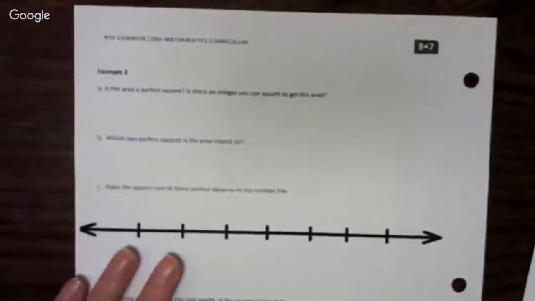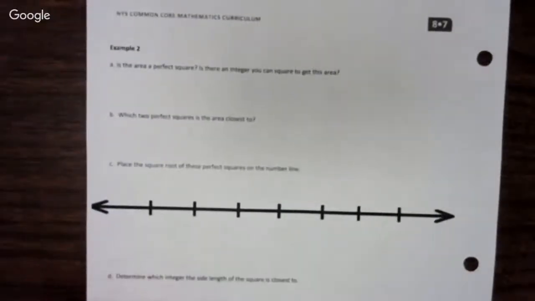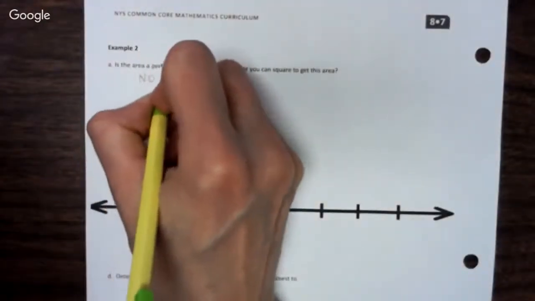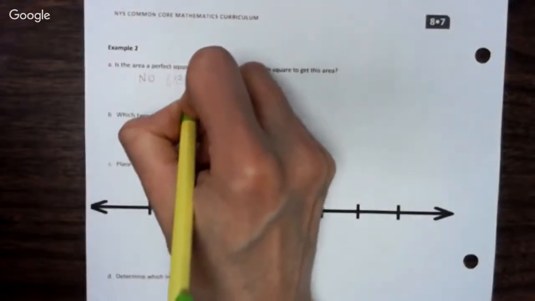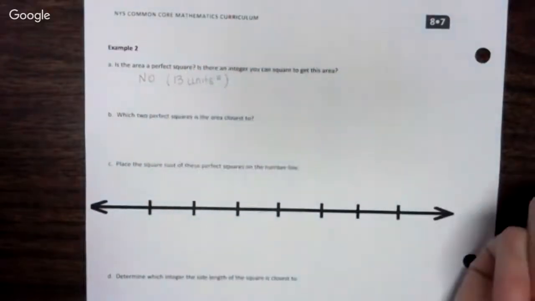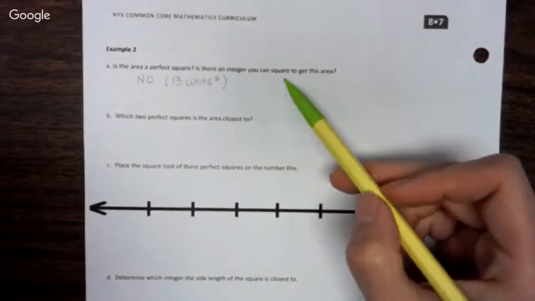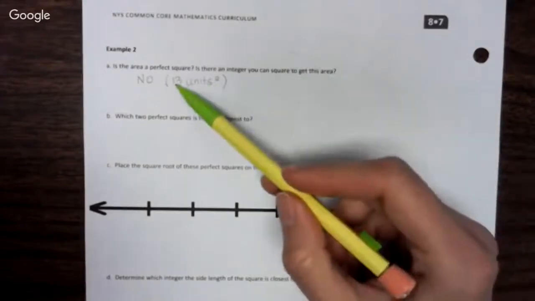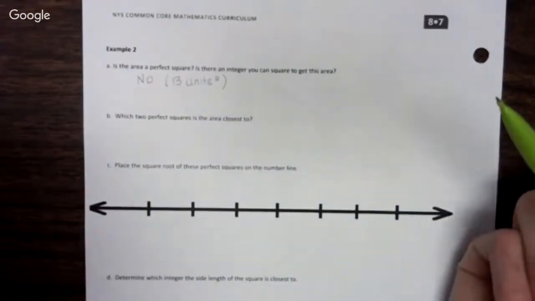All right, so let's go to example 2. It says, is the area a perfect square? In this case, is that a perfect square? No, because remember it was 13 units squared. So that's not a perfect square. It says, is there an integer that you can square to get this? So no, nothing times itself gives you 13.